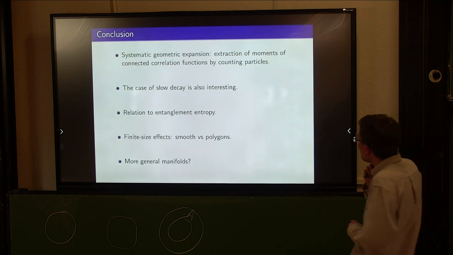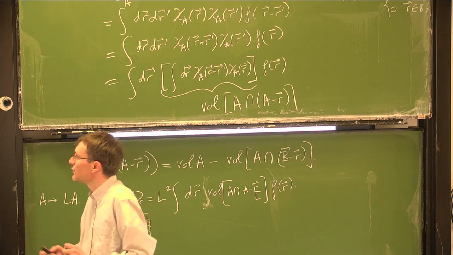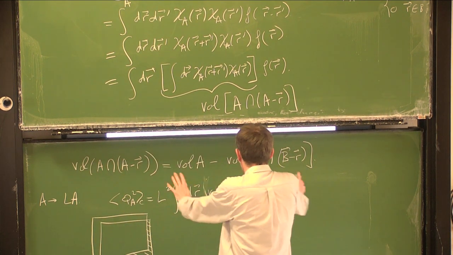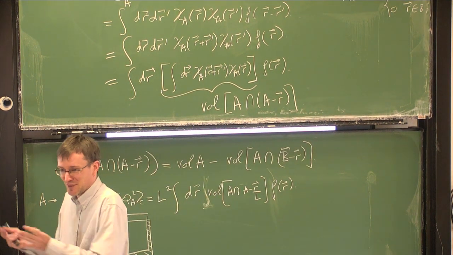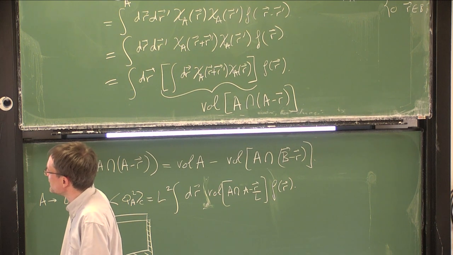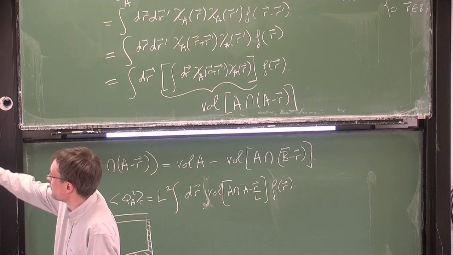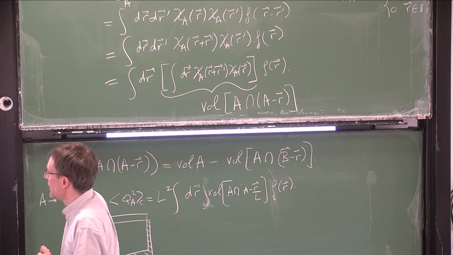Okay, so now I'm almost over time. So this is my conclusion. Really what we did, we played the game where we integrate some function over some region, and then we try to make the region large, and we see what we get. The advantage compared to entanglement entropy is that it's completely explicit what we do, and then we compute, and we find what we find. And typically this extracts moments of the connected correlation function, but it can be more complicated, as in one formula I showed.